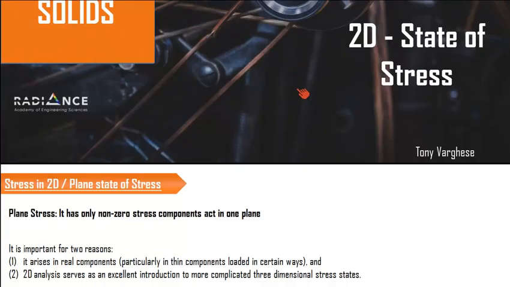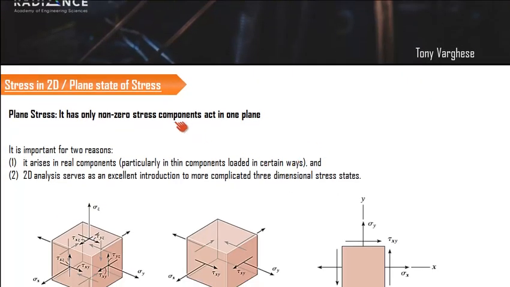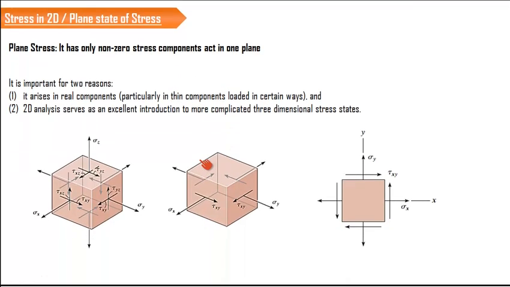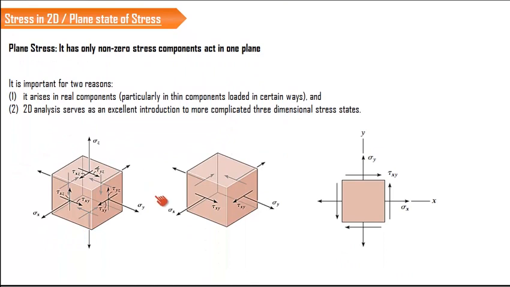A two-dimensional state of stress, otherwise called a plane state of stress, is one in which we have non-zero stresses acting in one plane. If you consider a three-dimensional state of stress like this, and if the loading in the y direction is absent, then sigma z, tau xy and tau yz are going to be 0, just because the load in the y direction is absent. So all the stresses will be limited to the xy plane. That is given in the second figure.